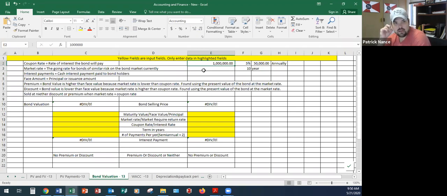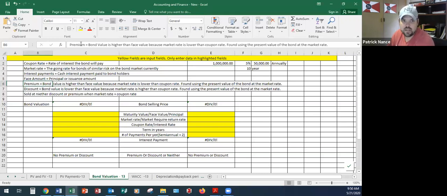So what happens is when there's a difference between the market rate and the coupon rate, or the interest rate that the bond actually pays, there creates this difference in value. And this bond valuation worksheet, what it'll do for you is when you put all the information in, it will calculate the present value of both the interest payments as well as that balloon payment at the end, discounted back to present value based on the market rate of interest. So effectively, we take the market rate of interest and discount it back to what the present value is. And depending on whether one is higher or lower, that creates a premium or a discount.